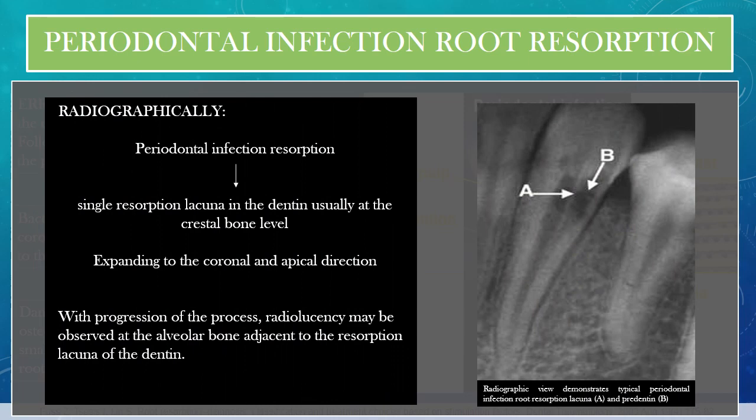Radiographically, the periodontal infection resorption causes a single resorption lacuna in the dentine, usually at the crestal bone level. This expands in the coronal and apical direction. With progression of the process, radiolucency may be observed at the alveolar bone adjacent to the resorption lacuna of the dentine.